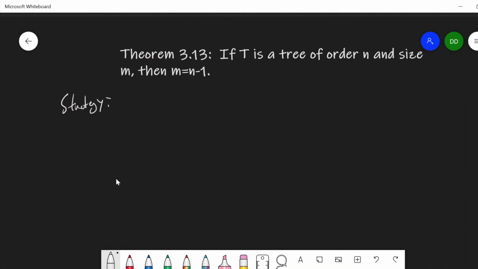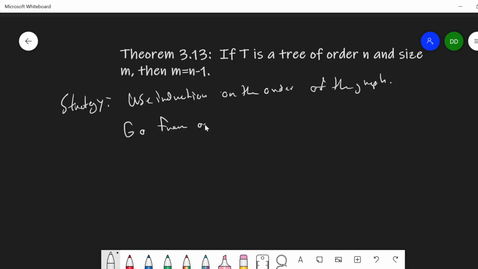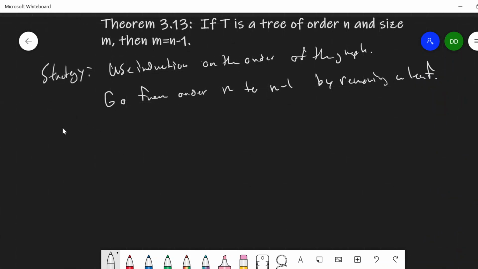When I remove that leaf, all I'm going to do is remove one edge. So I've removed one vertex and one edge, and so this relationship between the size and the order will be maintained. So the strategy is to use induction on the order of the graph and go from order n to n minus 1 by removing a leaf. That's the strategy here. So let's prove it.